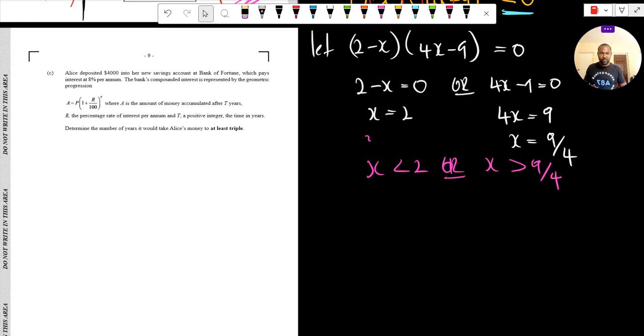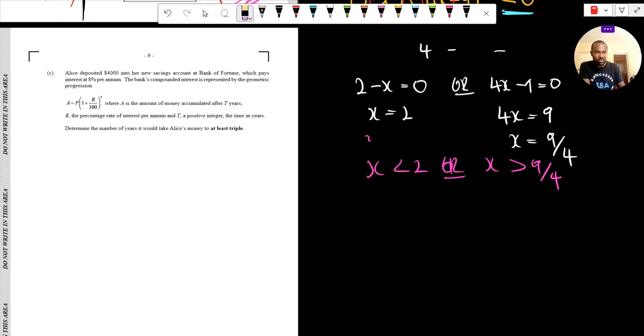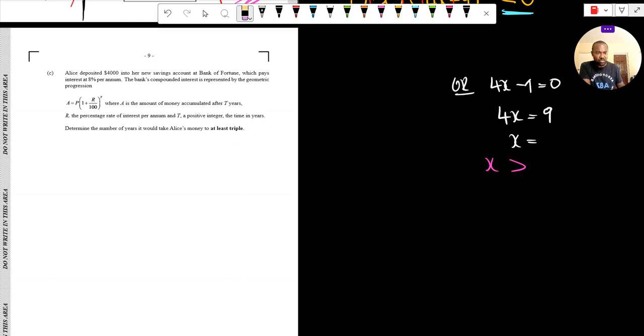All right, so that was part B. Now let's look at part C. Now part C looks like it involves series, sequence and series, arithmetic or geometric progressions or series. Right, let's look at the part question.